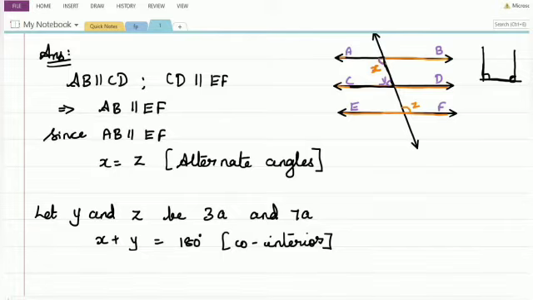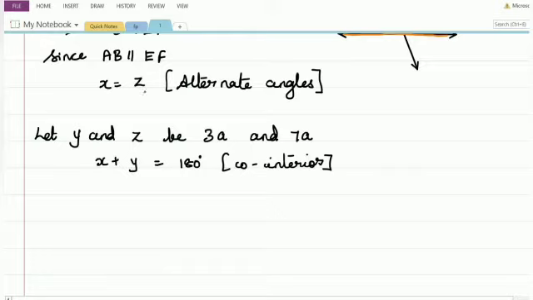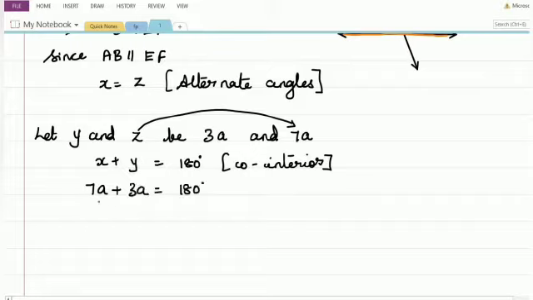Okay. Now substitute what is X and what is Y. Here X is equal to Z and here we have Z as 7A and Y as 3A. So instead of X, I am going to write 7A plus instead of Y, it is 3A equal to 180 degree. Since both the variables are the same, we can add the coefficients. 10A equal to 180 degree, A is equal to 18 degree.